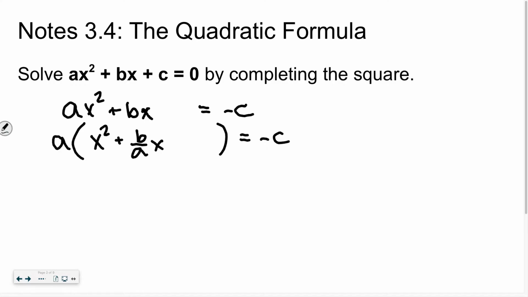So Liam's talking about b over a. We got to take half of it, or divide it by 2. So it's now going to be b over 2a. That's just half of b over a. And then we're going to square it, which if you square a quotient, you square the numerator and the denominator. And in the denominator, you have to square the 2 and the a. So this is really b squared over 4a squared. And that's the number that completes my square.